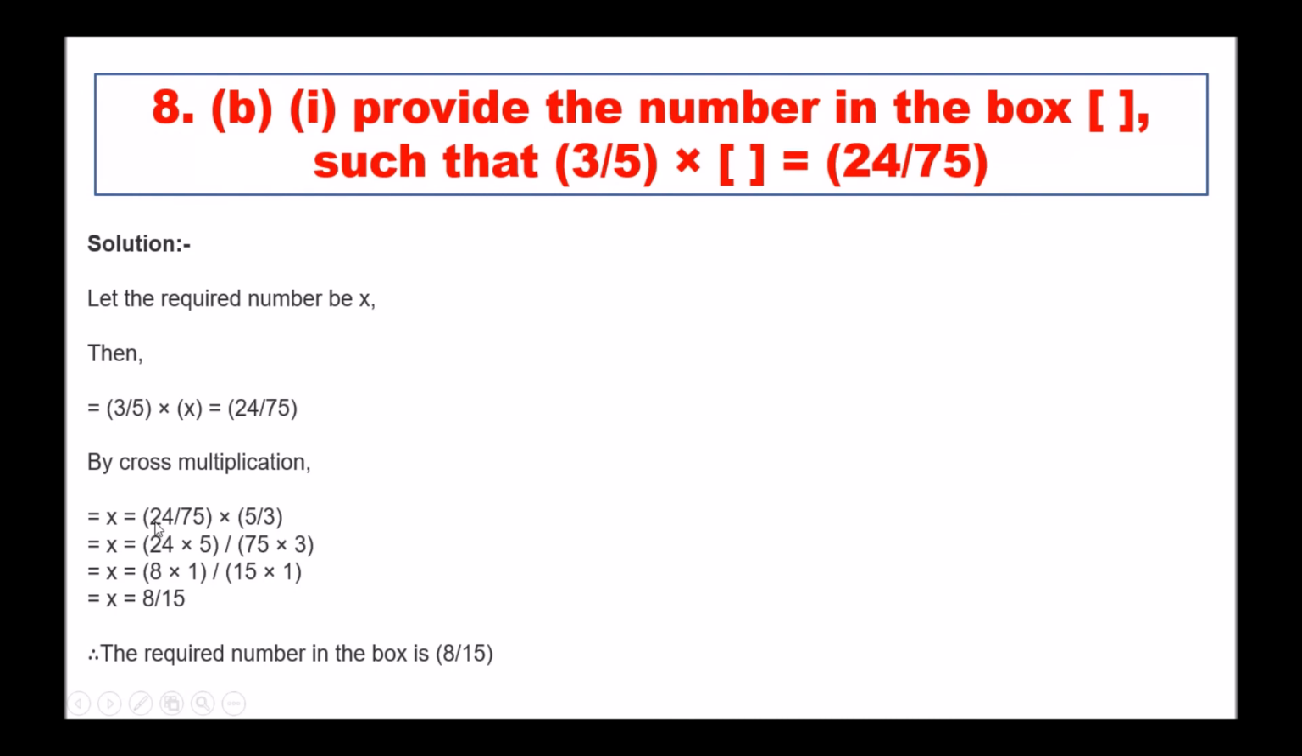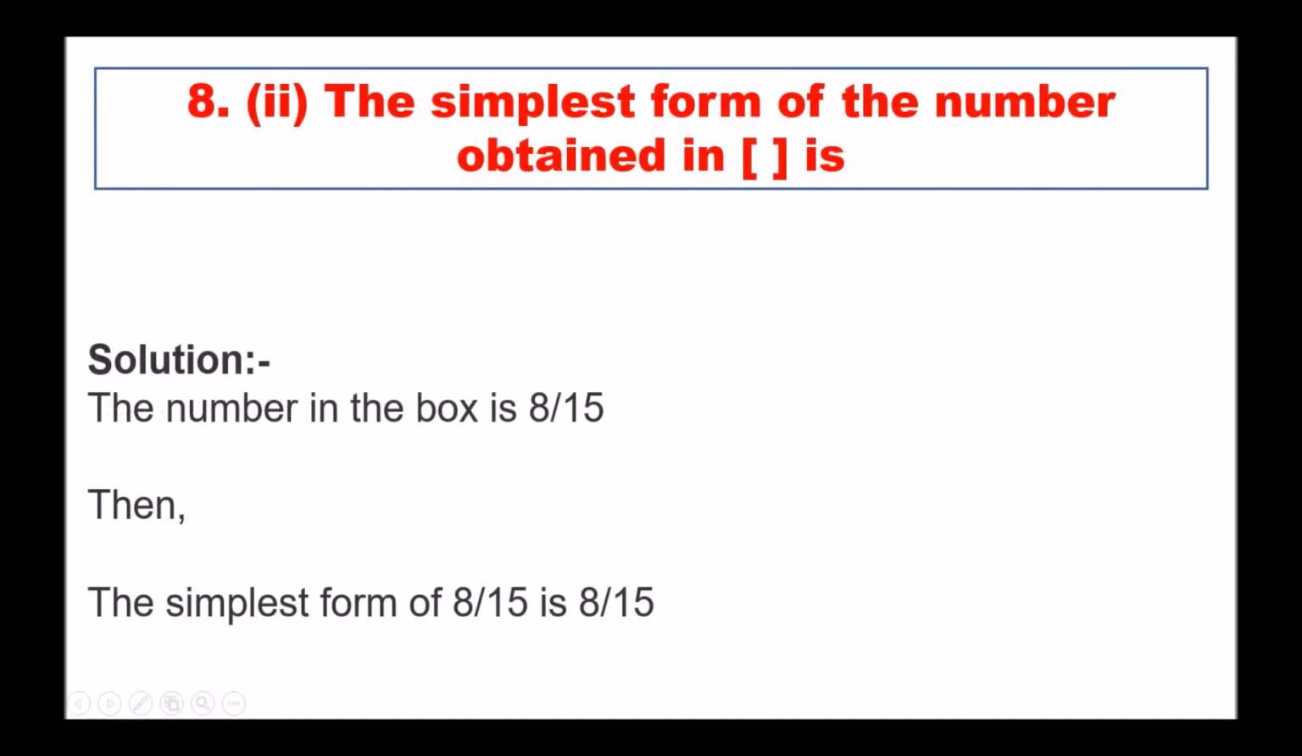So 8 threes are 24 and 3 ones are 3. And 75 we can cut with 15. So 24 into 5 and 75 into 3. So it will become 8 into 1 divided by 15 into 1. So 8 divided by 15. So the required number in the box is 8 upon 15. Now the simplest form of 8 upon 15 is 8 upon 15 because we cannot cut it further.